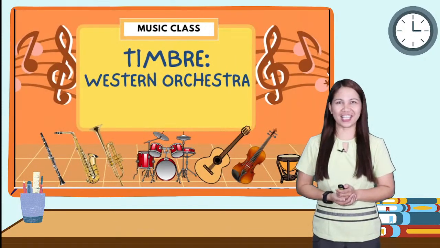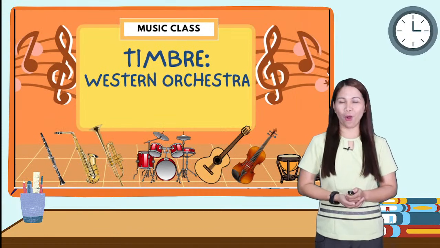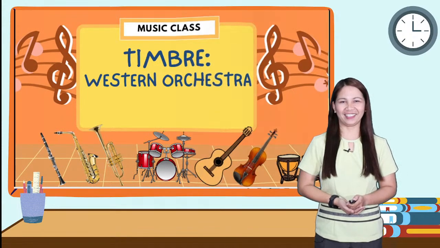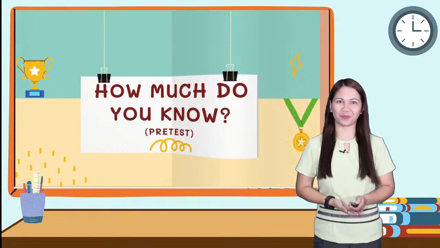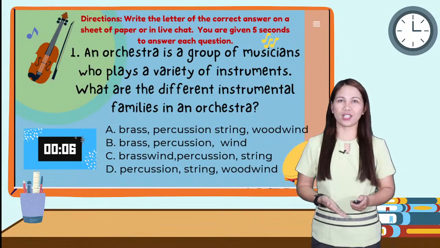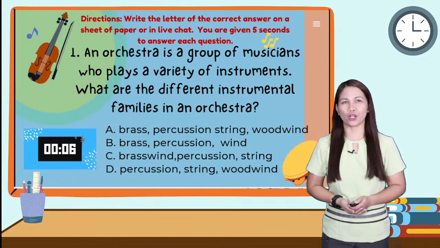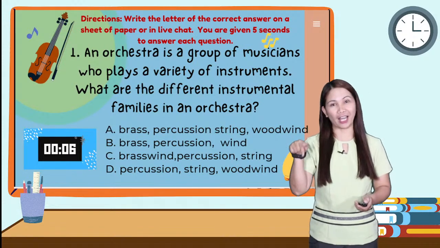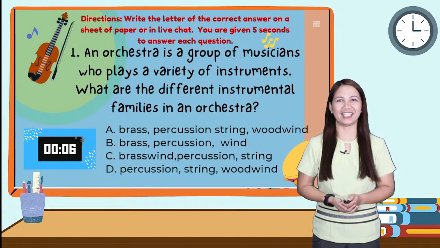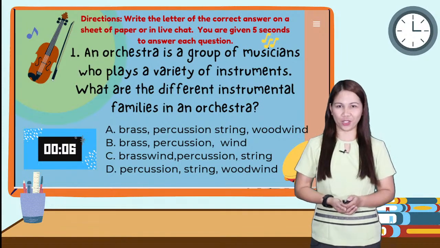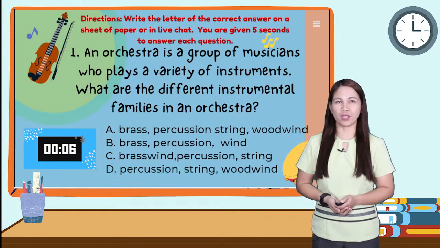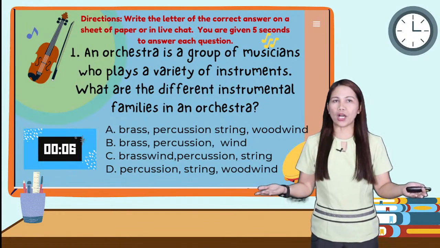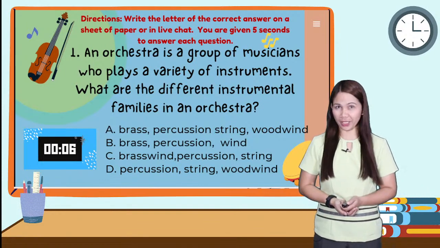Now, for today's lesson, Timbre, Western Orchestra. So before that, let us see how much do you know. Direction, write the letter of the correct answer on a piece of paper or even in the live chat. Don't forget to comment. And you are given 5 seconds to answer each question. Number 1, an orchestra is a group of musicians who play a variety of instruments. What are the different instrumental families in an orchestra?